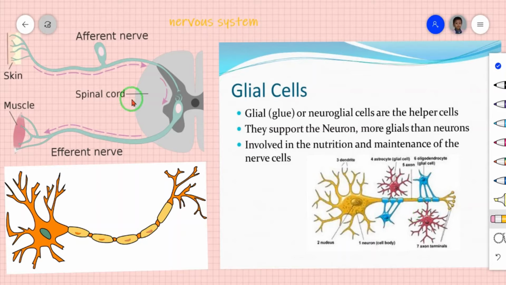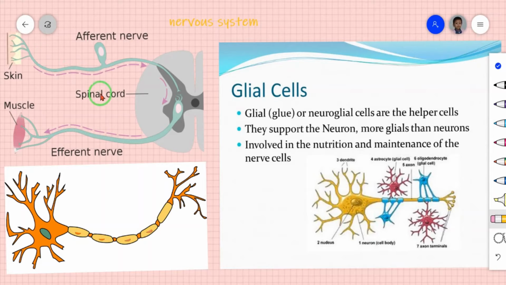Then third one is the nerve fiber. This is the nerve fiber. The nerve fibers are the long slender processes of neurons. A number of nerve fibers are bundled up together to form nerves. So this is a single nerve fiber. These nerve fibers combine together and form nerves.